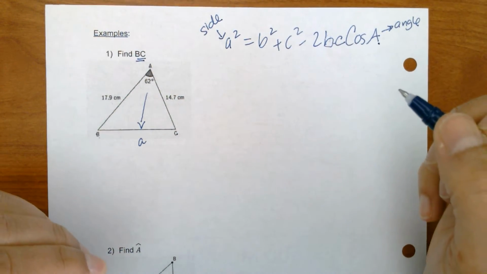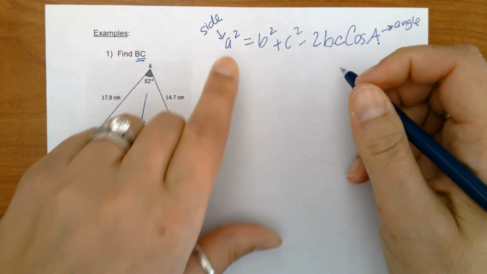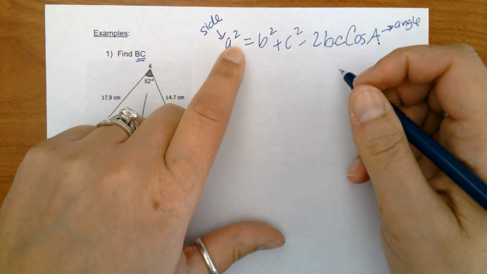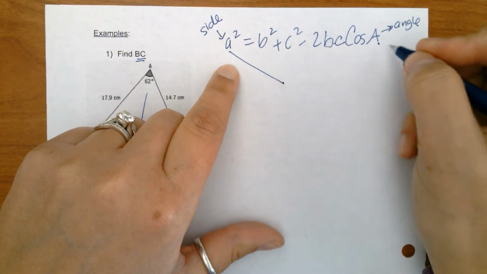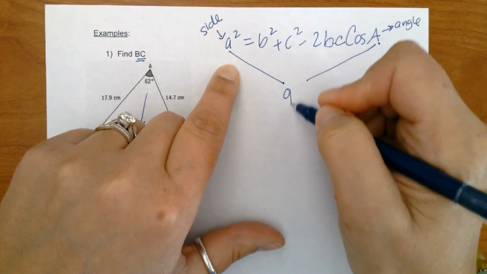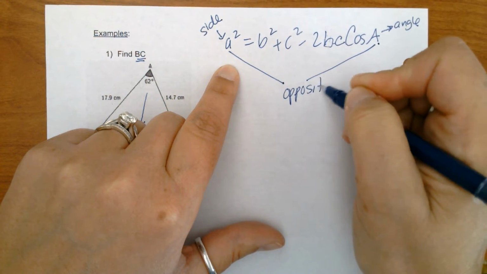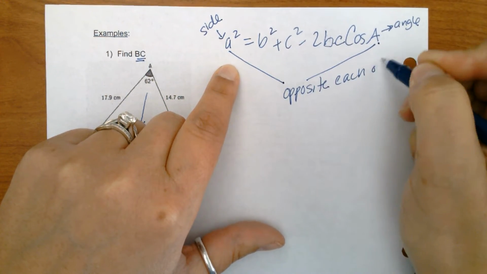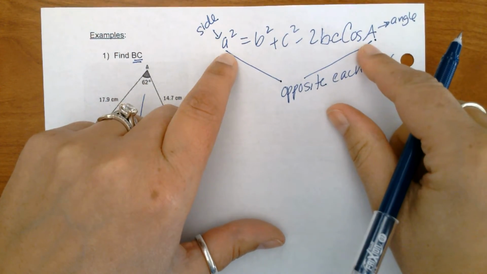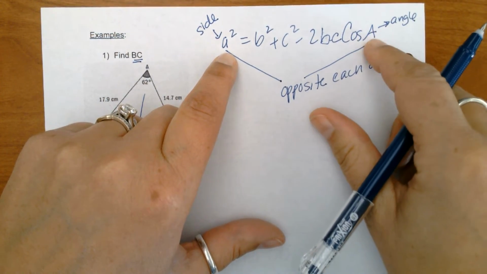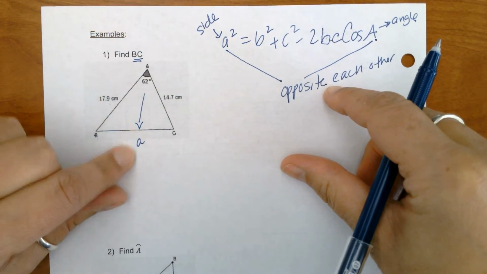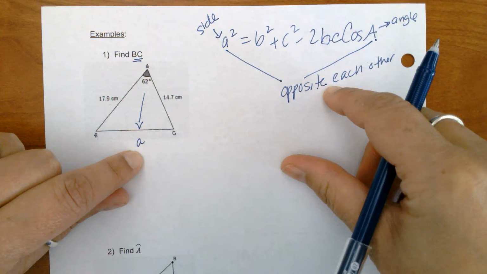With this formula, if you remember that the side on this side of the equal sign, all by itself squared, and the only angle that's in this formula are opposite each other. If you remember that, it doesn't matter what the letters are, as long as this angle and this side are opposite.